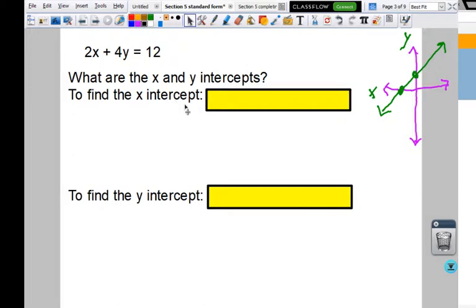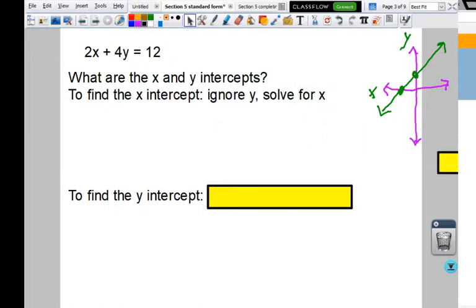If I'm going to find the x-intercept, and I'm going to look at 2x plus 4y equals 12, I'm going to ignore y and solve for x. So I'm just going to rewrite it here. I get 2x plus 4y equals 12. When I say ignore y, I mean I don't care what it is because I'm not even going to look at it. All I'm going to do is look at 2x equals 12. If I have 2x equals 12, how would I solve for x?